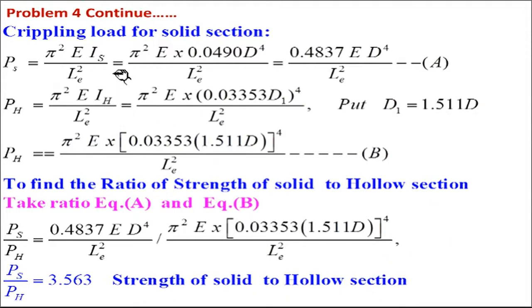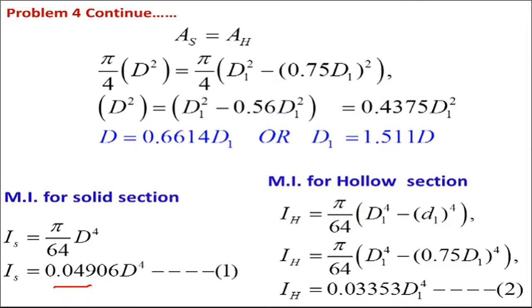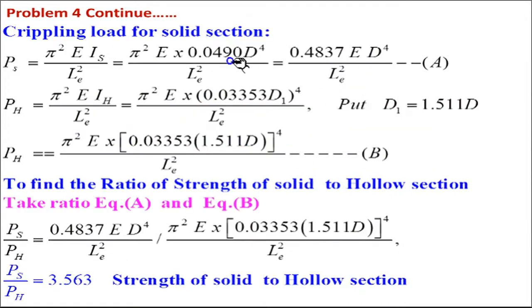So the crippling load can be calculated for the solid section. PS using Euler's formula is pi square E IS upon L square. Here you put pi square E L as it is. Only the moment of inertia IS for the solid section you put this value here, and solve this. You keep E d raised to 4 L square as it is. This is the strength of the solid section.